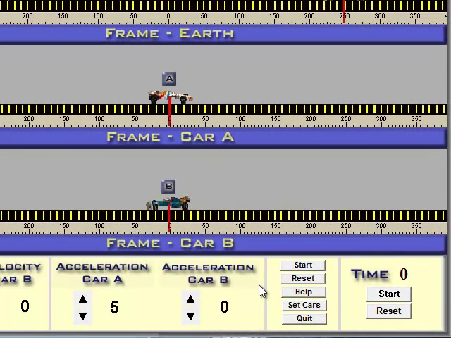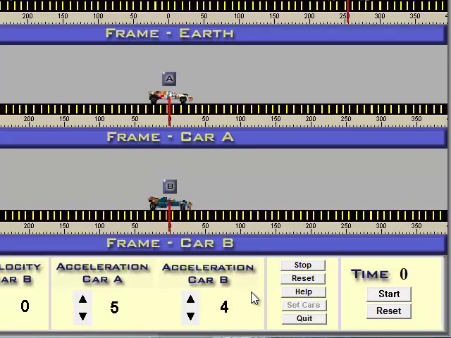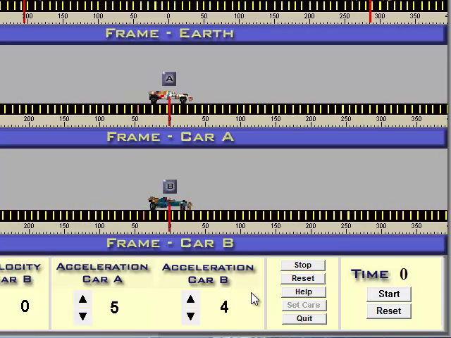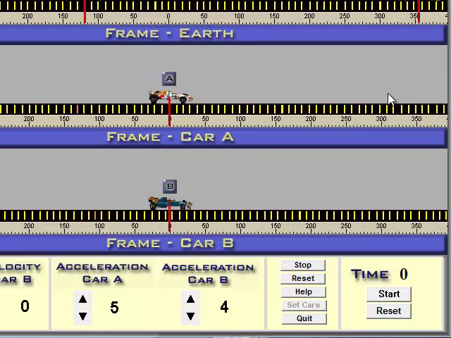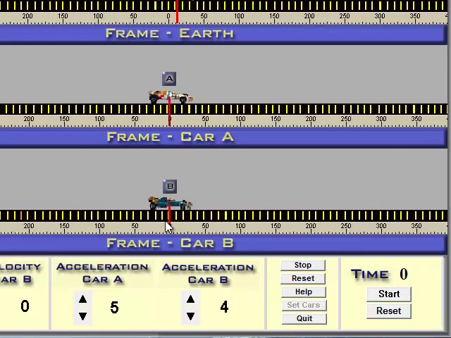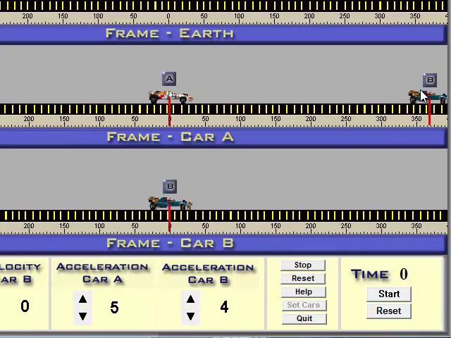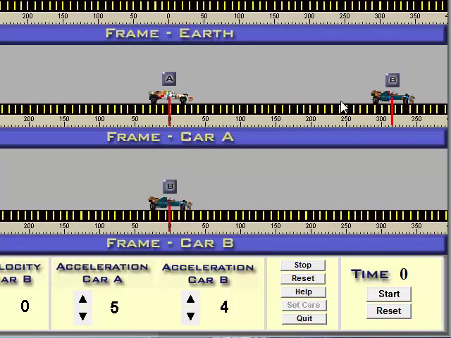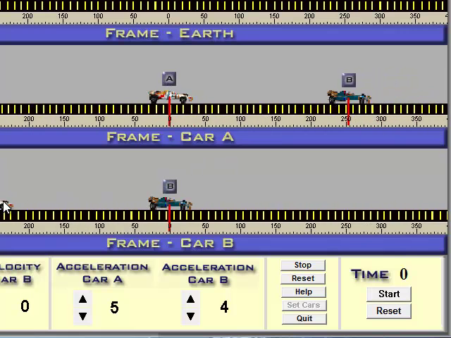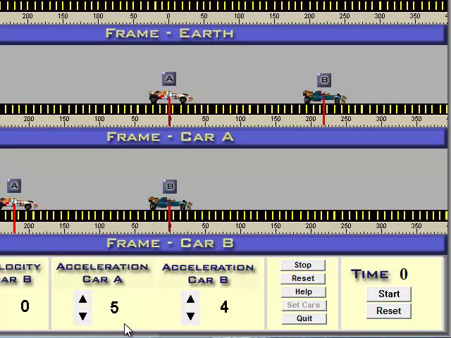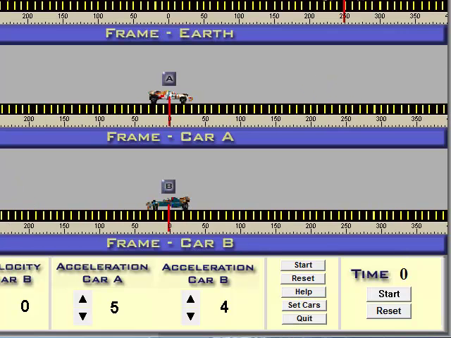And then really make it messy by adding an acceleration for both cars. And one car will think that the other car is moving towards it. Car A thinks B is moving towards it, and car B thinks A is moving towards it. So they both have a different point of view depending on their frame of reference. So that's the frames of reference demo.